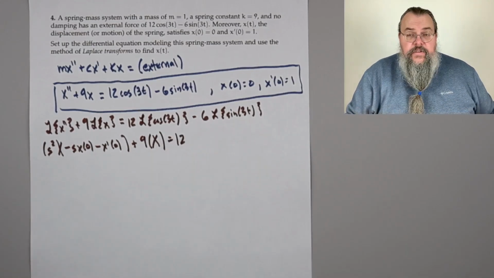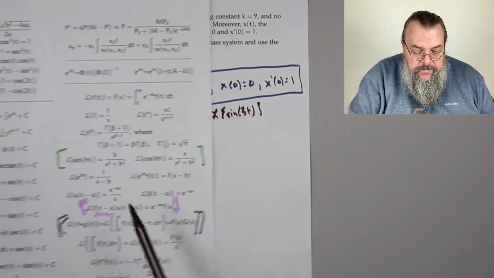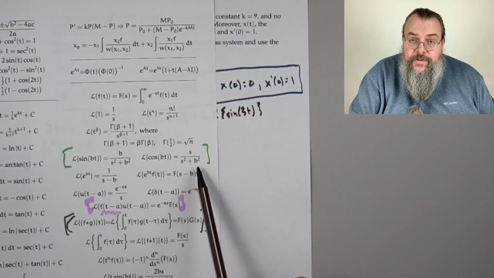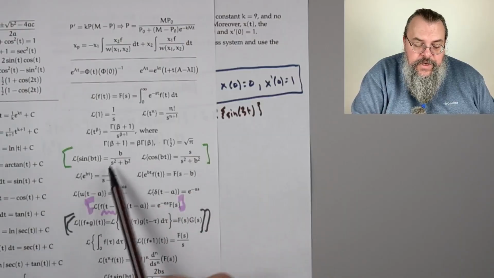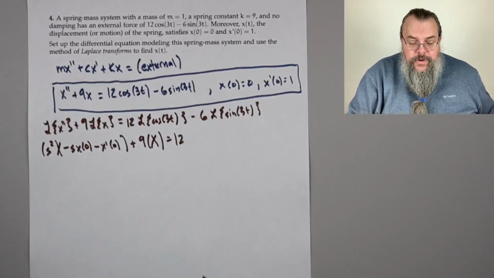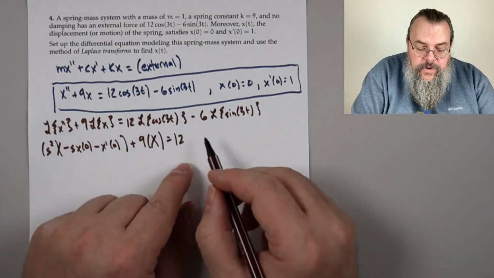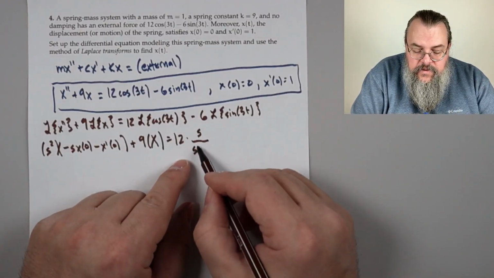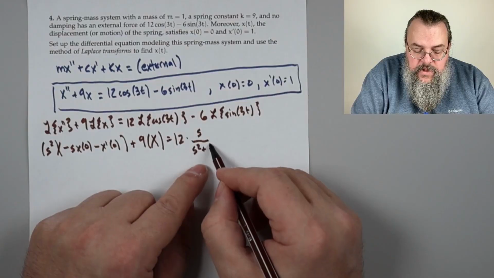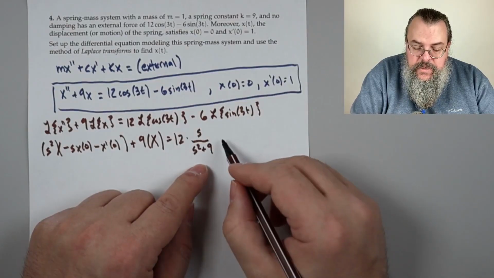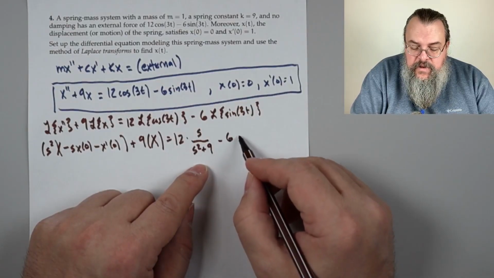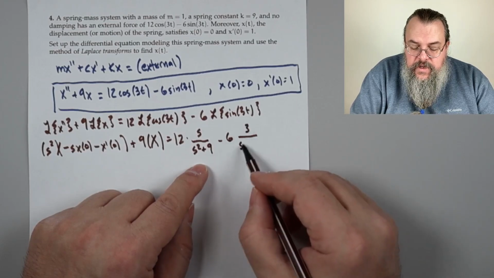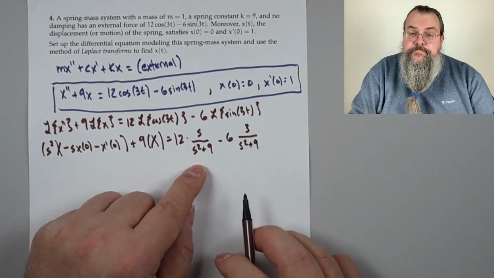And for cosine and sine, we have our formula sheet. So cosine is s over s squared plus b squared, sine is b over s squared plus b squared. So we're going to have 12 times cosine, which is the s over s squared plus 3 squared, that's s squared plus 9. Then minus 6 times sine, which is b, the 3, over s squared plus 9.